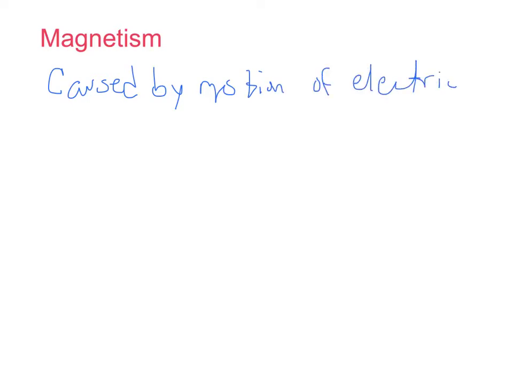So I'm going to say this one a little bit differently. For magnetism, it's caused by the motion of electrons. So I'm going to start with the cause this time. Caused by motion of electrons. And what it is, is that we have either attractive or repulsive forces between objects. So I'm going to put positive or negative forces between objects if they are magnetic.